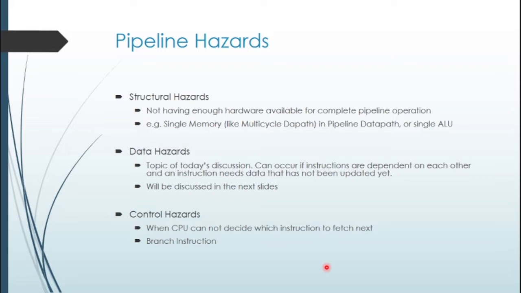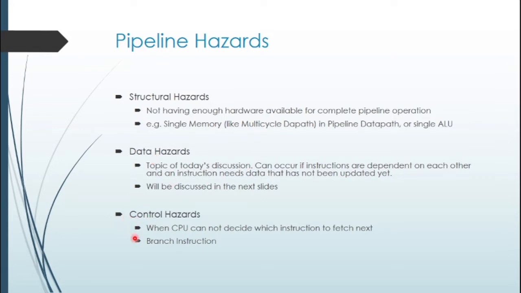It will be a problem when both memories are needed at the same time for different instructions. That will be a hazard, and such a hazard is called a structure hazard. A similar case would happen if we have only a single ALU, just like multi-cycle. It will be a problem as well, because we need multiple ALUs for different operations in the pipeline.